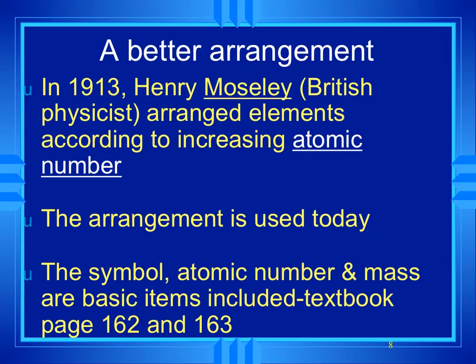So while the first periodic table is credited to Dmitri Mendeleev, his periodic table, remember, was organized by atomic mass, and we currently organize our periodic table by atomic number. This better arrangement came about from Moseley. Like I said, he organized the periodic table by atomic number. This is the arrangement that we use today.